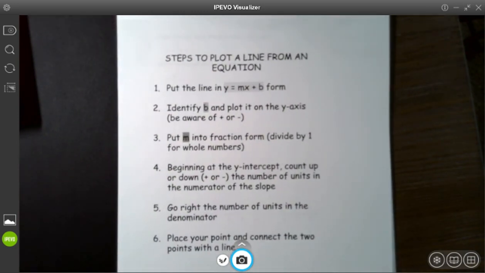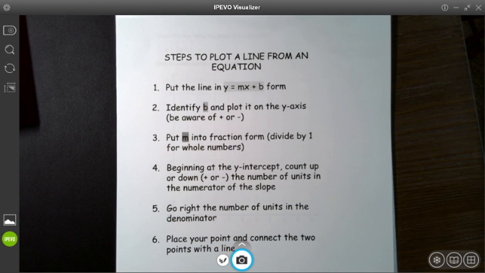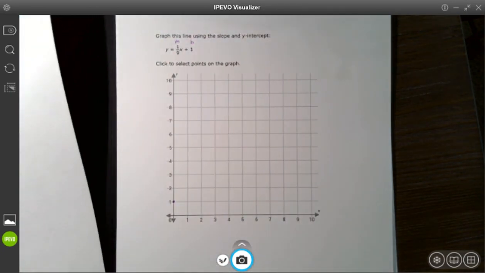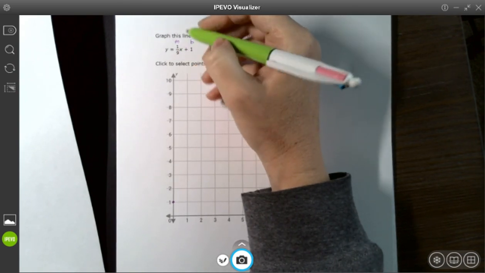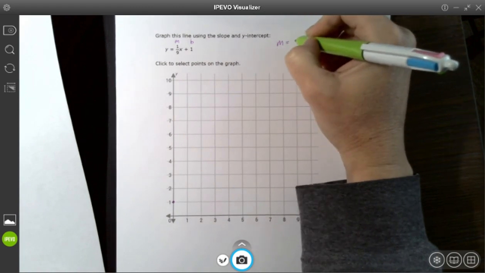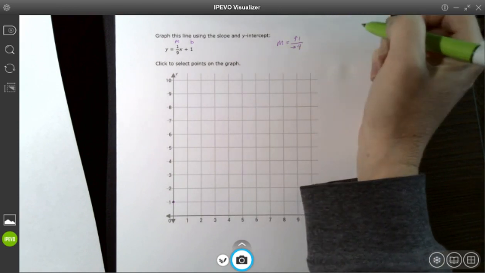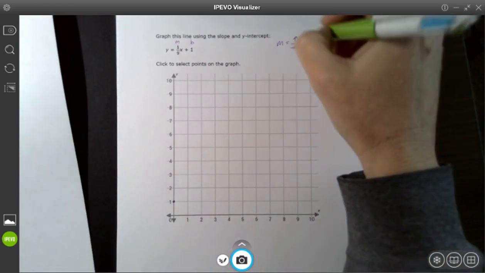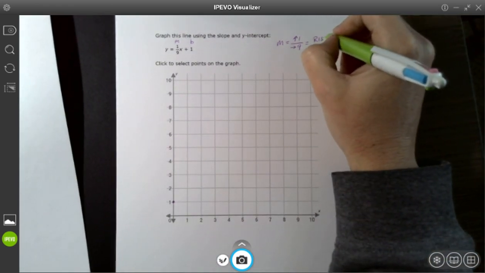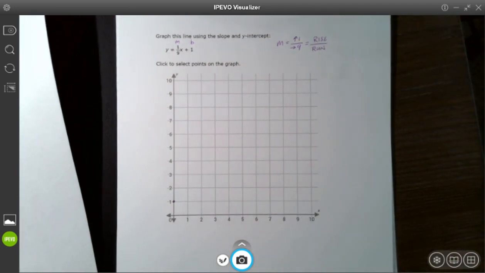Step 3, put m, my slope, into fraction form. If it's a whole number, all I have to do is put it over 1, and now I have a fraction. Luckily, this one's already in a fraction. It's 1/9. So that being said, I have a rise of 1 and a run of 9. Because remember, slope is rise over run. So let's see what that looks like.